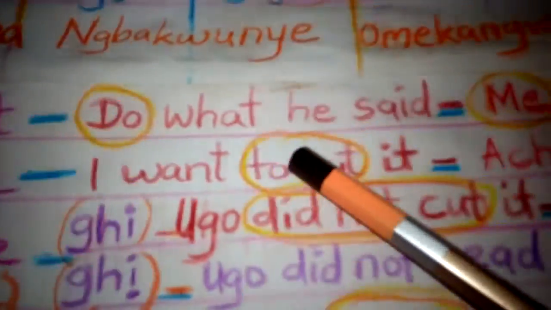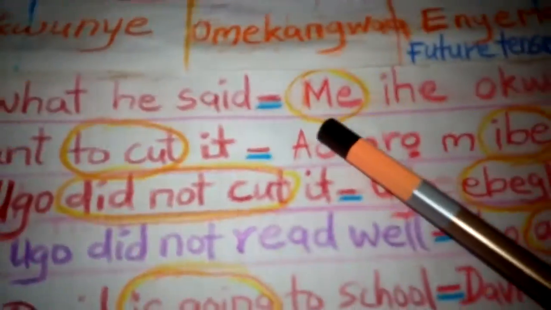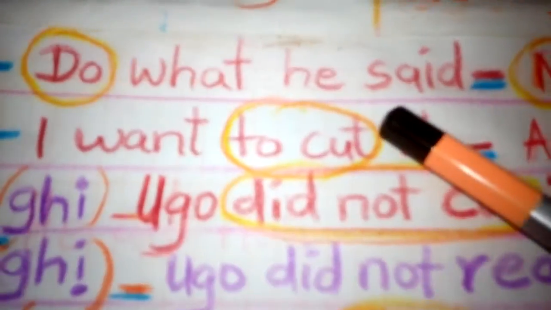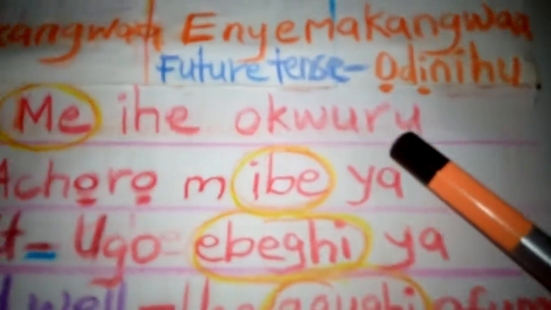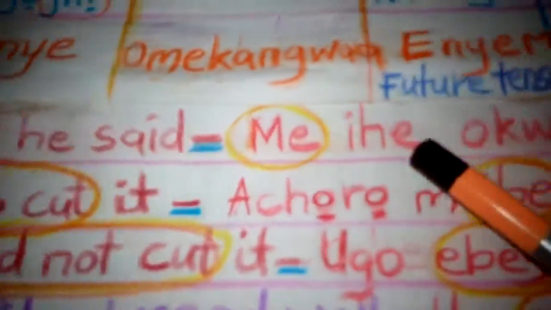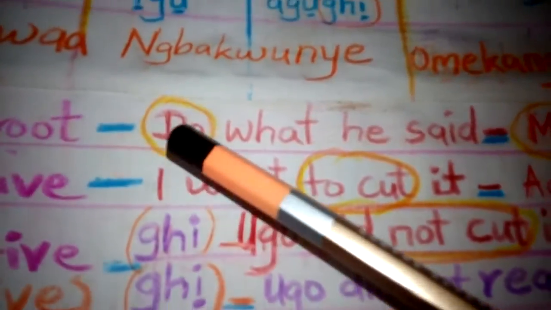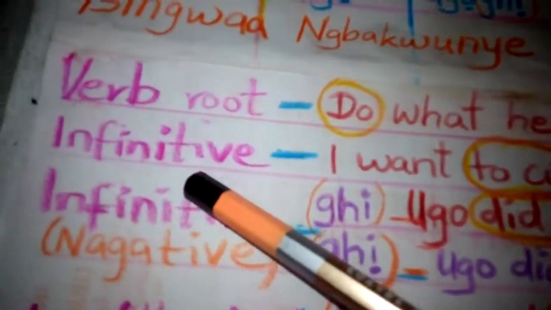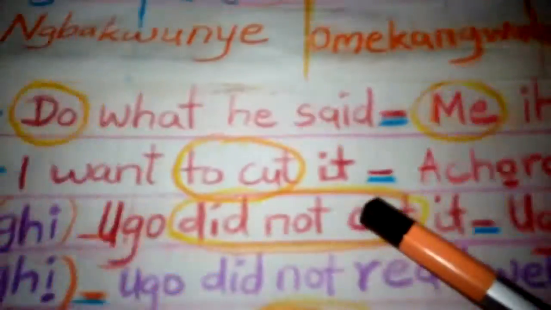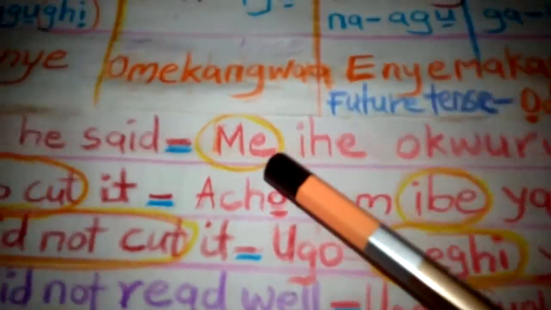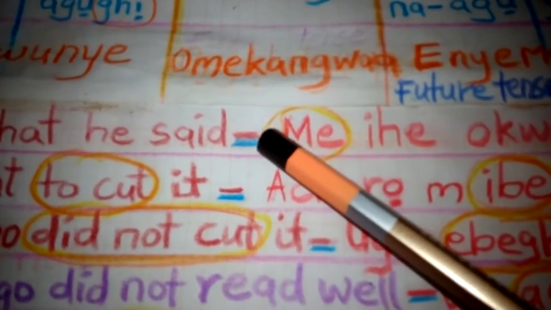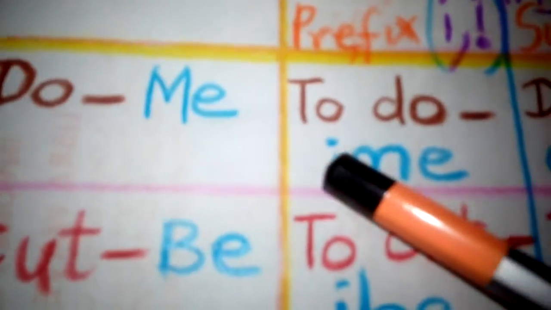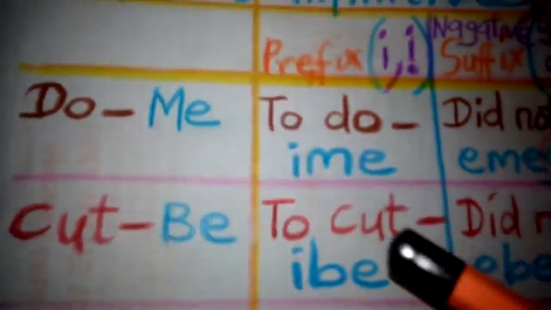So let me make a sentence with a verb root. A verb root maybe "do". Do is me in Igbo language. So, do what he said: Me ihe okwuru. If they ask you to change this me to infinitive form, how do you do it? You add e there to form the infinitive.